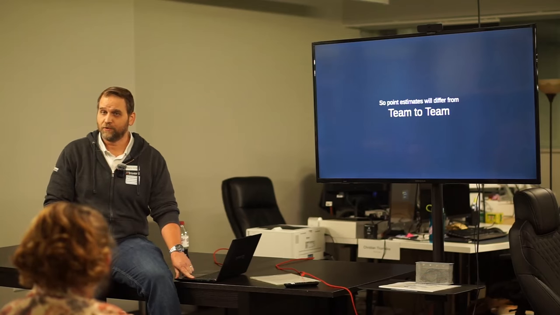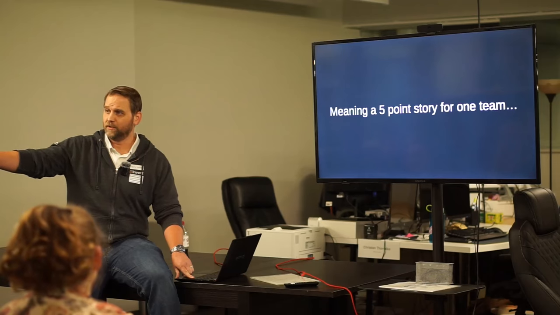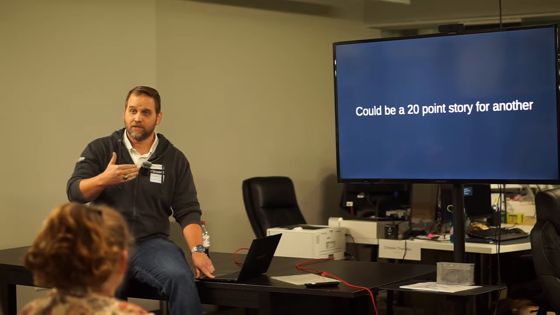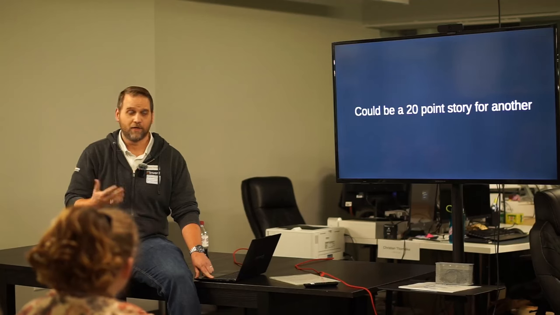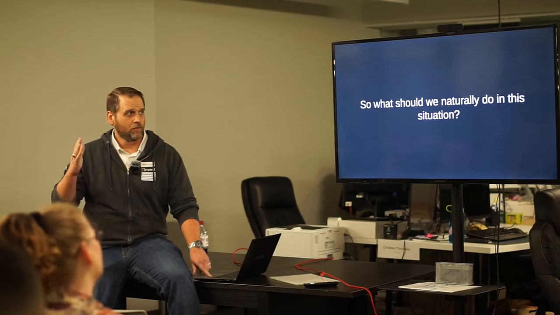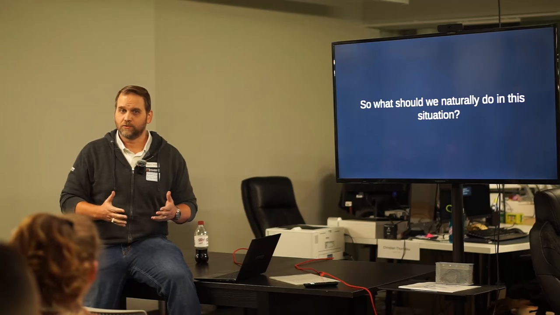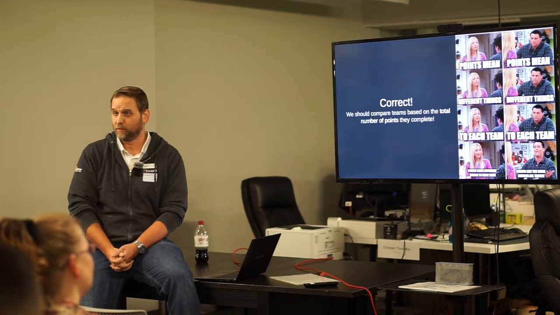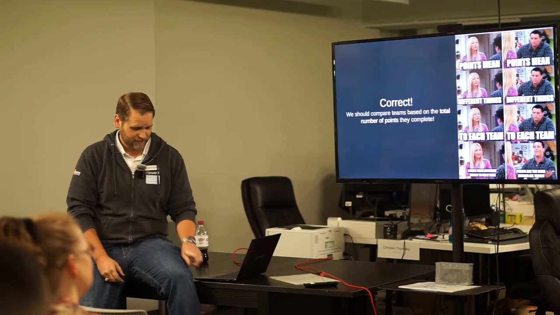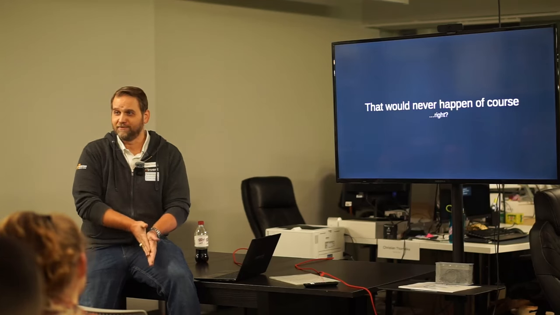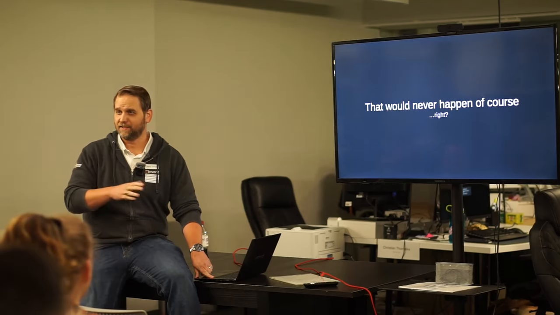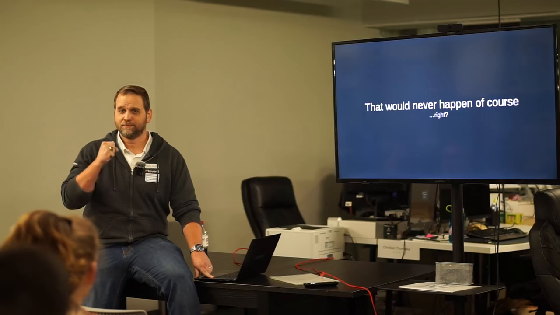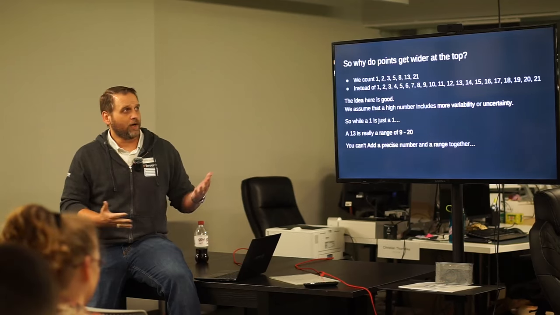So story point estimates are going to be different from team to team, meaning that team A over here could have a story that's 5 points. Team B could estimate the exact same story as a 20-point story because it's a measure relative to how they're estimating everything else within their teams. So, naturally, what should we do when we know that estimates with story points are different across every team? Yes, we should compare teams based on the amount of story points that they complete. But that would never, ever happen, right? No, never. No matter how many times they say it in the Scrum meetings or trainings, or no matter how many times people are told that it's just within the team, somehow that always escapes.